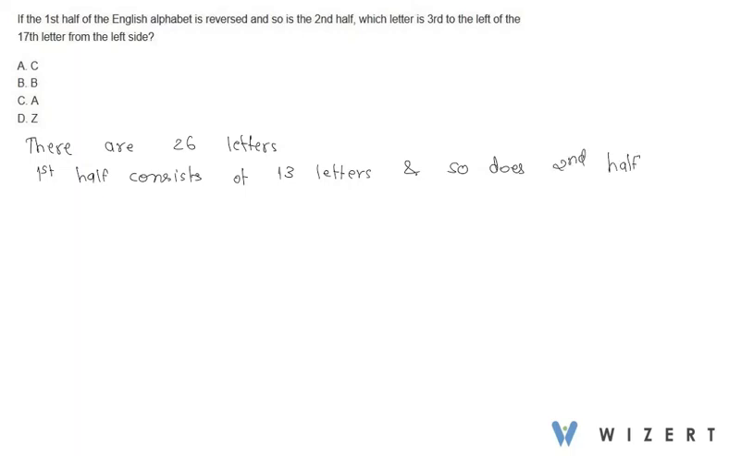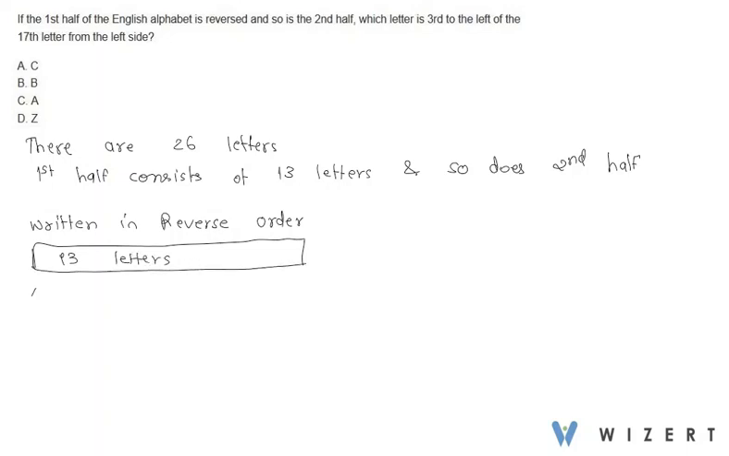So it is given that first half is written in reverse order. So written in reverse order are first 13 letters. So instead of writing A over here, A is written over here. And its rank from left side is 13th. So A, B, C, D in this way. So this is 12th, 11th and 10th.